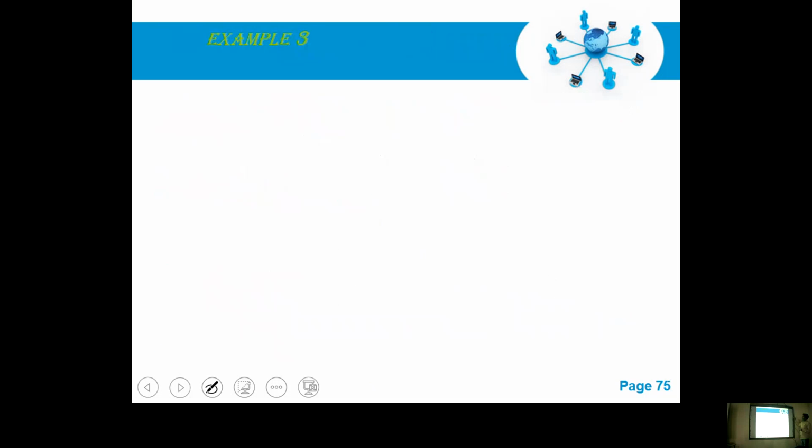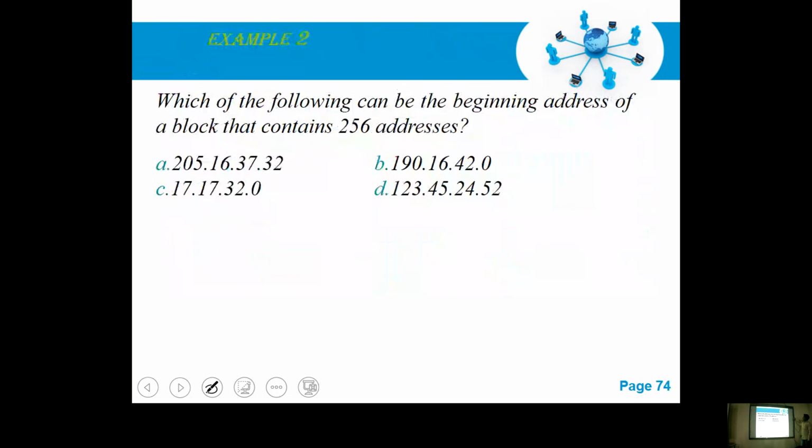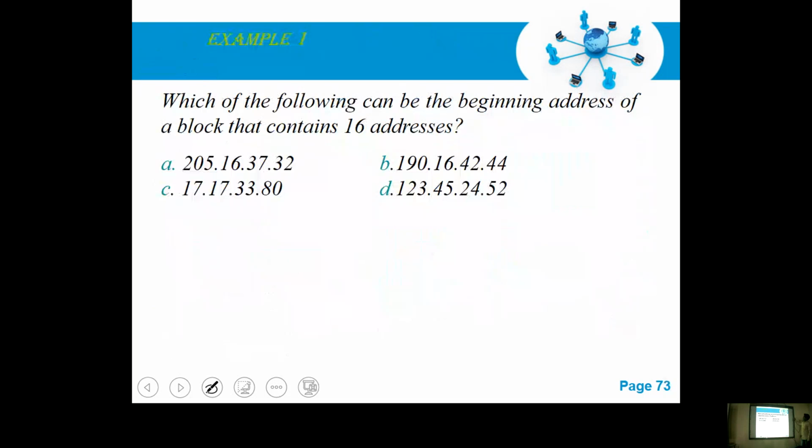I'm just looking if I have a diagram. Later I have. We'll go with examples. Which of the following can be the beginning of a block that contains 16 addresses? To address this one, first we will see. Let us consider this address, or maybe we shall consider something like 128.14.5.0. This is the starting address I have.